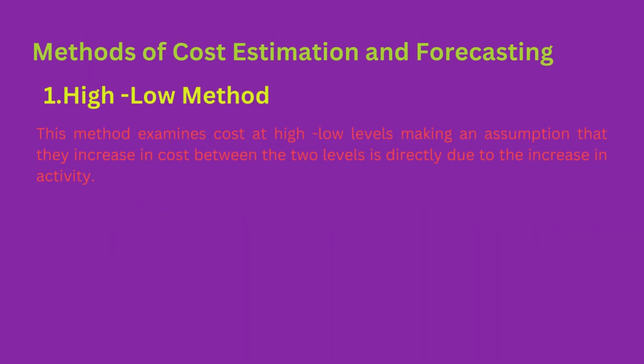Now let's discuss the different methods of cost estimation and forecasting. Number one, it's the high-low method. This method examines cost at high and low levels, making an assumption that the increase in costs between the two levels is directly due to the increase in activity. Two accounting periods are chosen, one with high activity level and another one with low activity level.